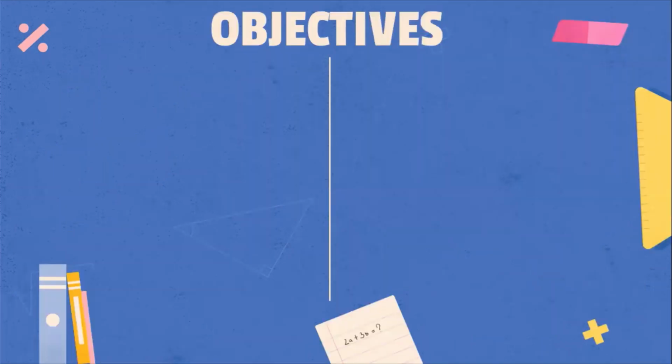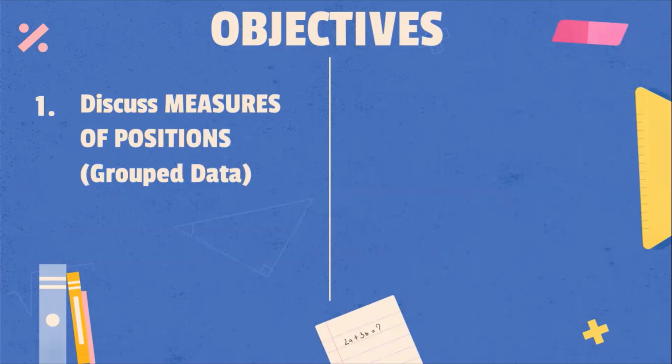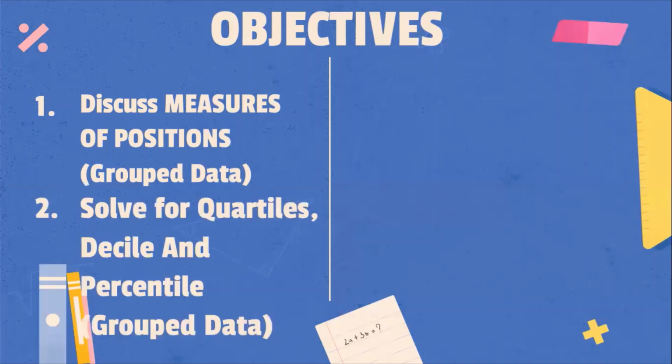What are the objectives of this lesson? Number one, discuss measures of positions such as quartile, decile, and percentile. Number two, solve for quartile, decile, and percentile of grouped data. Those are the objectives of our lesson for today.